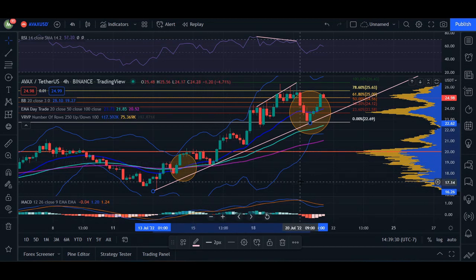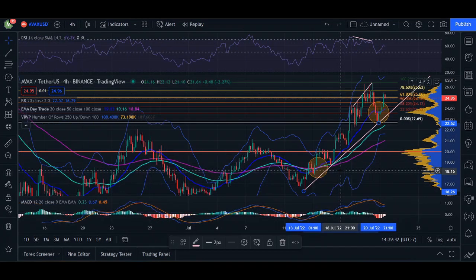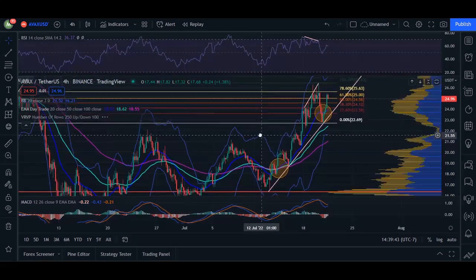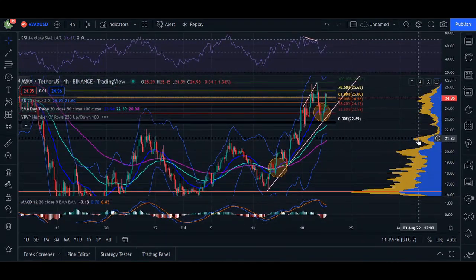Now, for whatever reason in the future, if we do see an increase of momentum on our MACD in a bear market and break this trend line, we are going to come back down. And where I anticipate we're going to come back down is another area of supply and demand, which is this peak here at around $21.